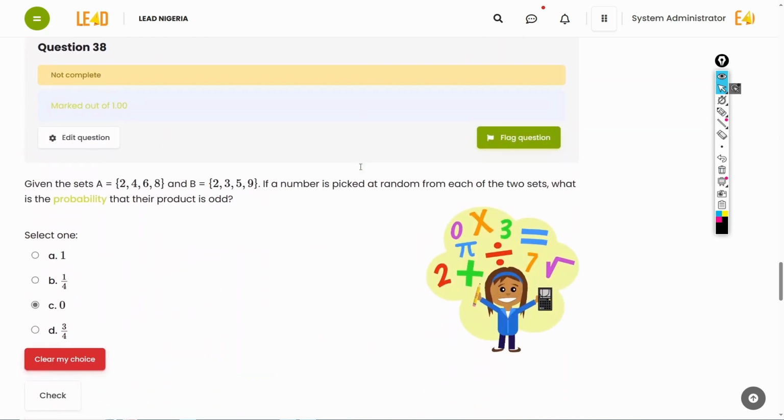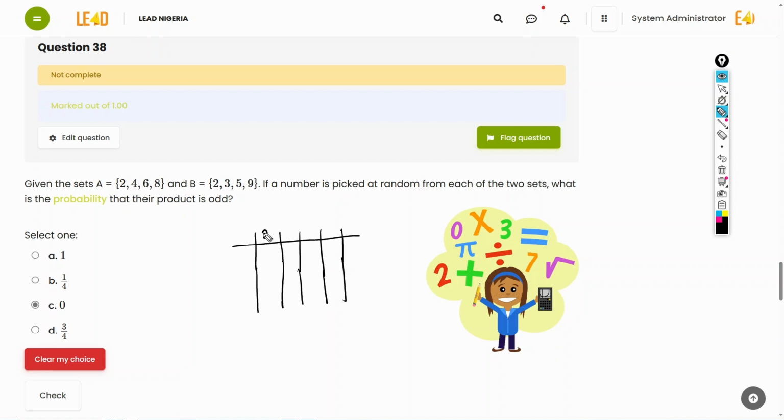All right, so question 38 is something similar. We're asked to find the probability that their product is odd. So we're given 2 sets, and the way we'll do this is we draw a sample space. Okay, so let's draw a sample space.